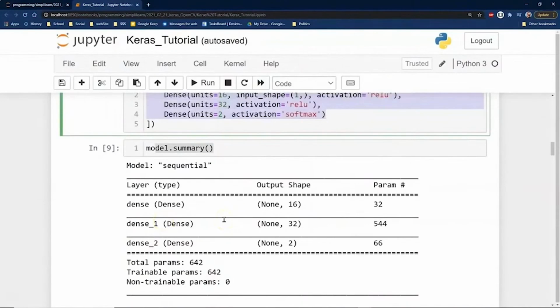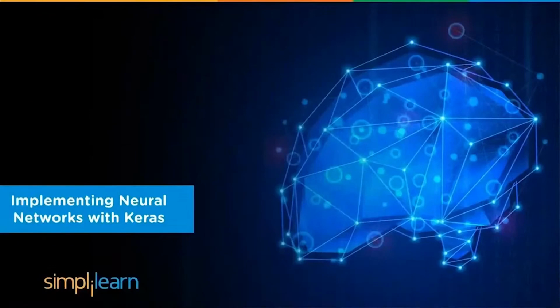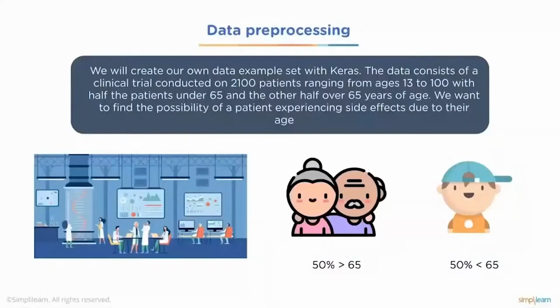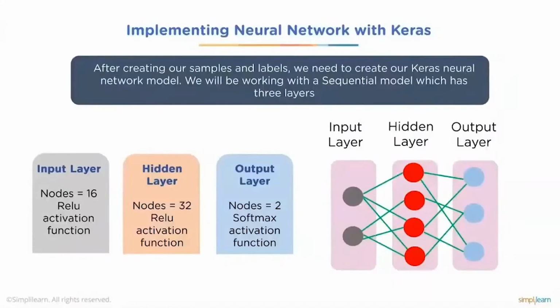Let me flip back on over here because we're going to do another demo. So that was our basic introduction to it. Okay, so implementing a neural network with Keras. After creating our samples and labels, we need to create our Keras neural network model. We will be working with a sequential model which has 3 layers. And this is what we did.